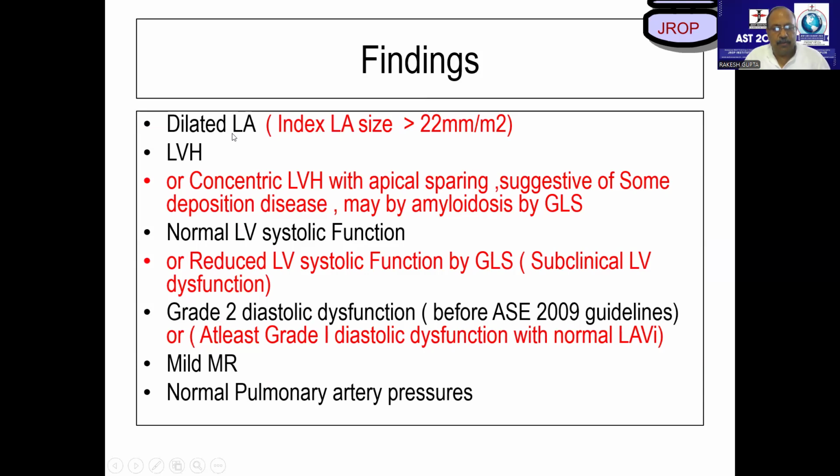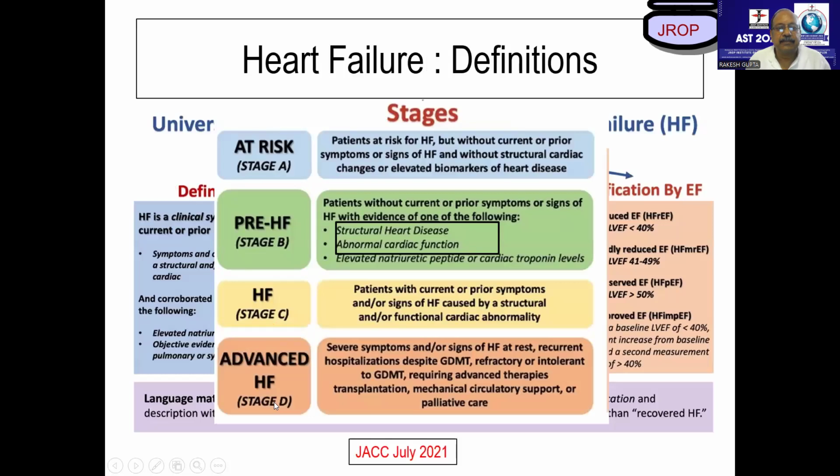Blue is the older one, red is the newer. Dilated LA, index size is 22, so this remains the same. Concentric LVH with apical sparing, suggestive of some deposition disease, maybe amyloidosis by GLS. Normal LV systolic function, or reduced LV systolic function by GLS because of subclinical LV dysfunction. Grade 2 diastolic dysfunction before with the 2009 guidelines, and now with 2016, it is normal filling pressures. Mild MR, normal pulmonary artery pressures.